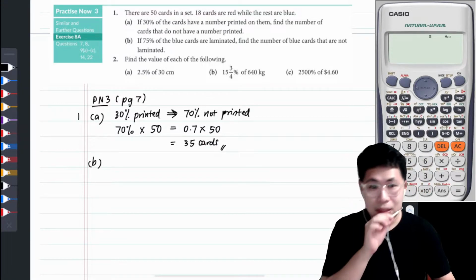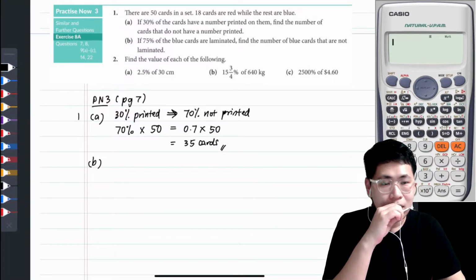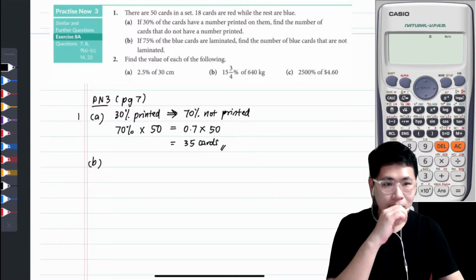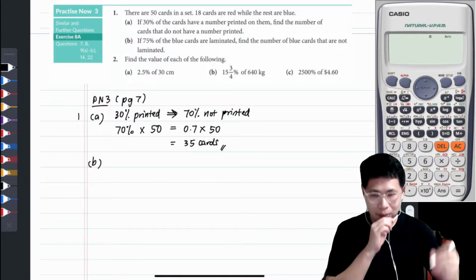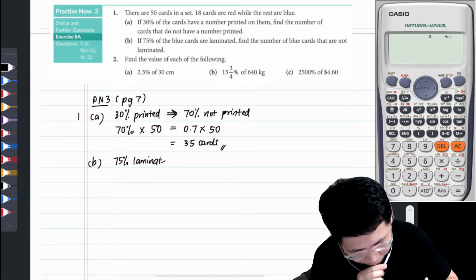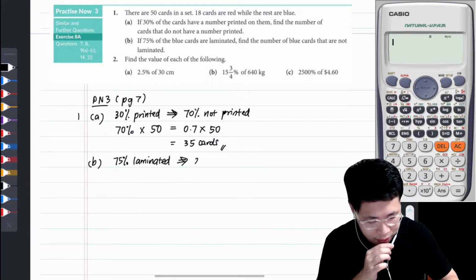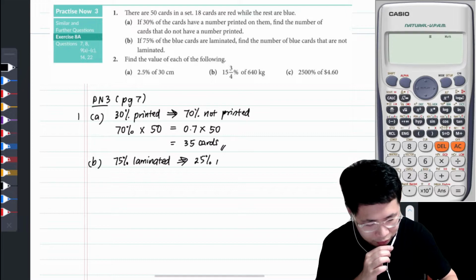Now for part B: if 75% of the blue cards are laminated, find the number of blue cards that are not laminated. So we want to find the not laminated. Now there are 2 ways to do this. This is the longer way. The 75% laminated means that the one we're looking for, not laminated, is 25%.